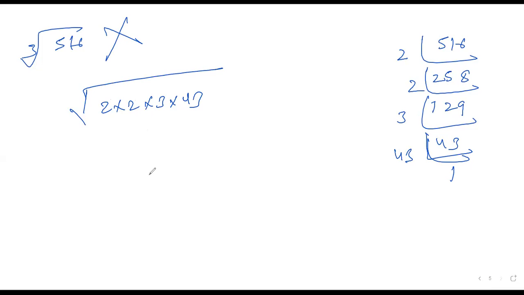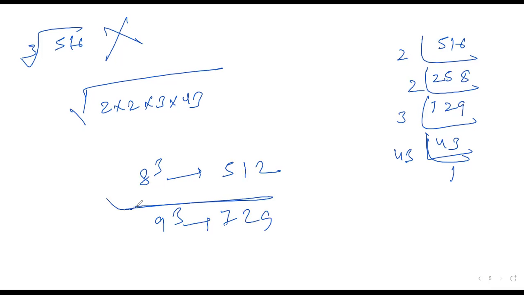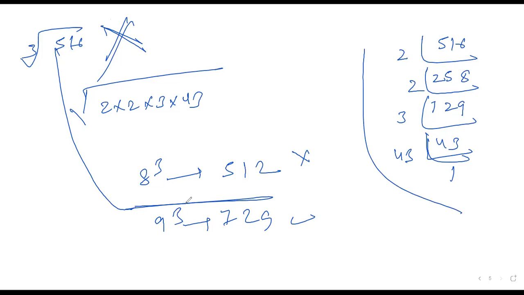If you want to go another way also, I'll try with 516. I think we know the 8 cube is 512. 9 cube is 729. In between it should come, right? So 8 cube is 512, 9 cube is 729, but 516 is not a perfect cube. Like this also we can check it out, the range in between. The number 516 is not available, so it is not a perfect cube.